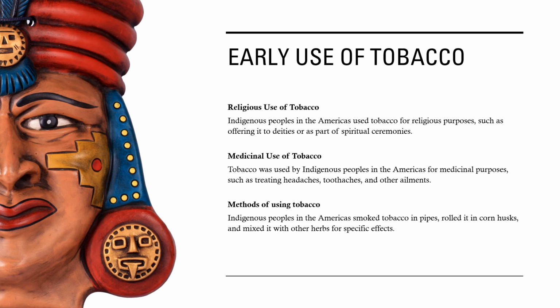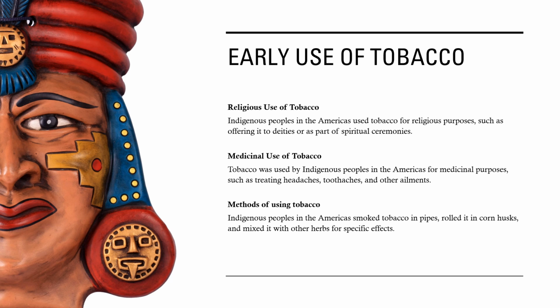Early use of tobacco. Religious use of tobacco. Indigenous peoples in the Americas used tobacco for religious purposes, such as offering it to deities or as part of spiritual ceremonies. Medicinal use of tobacco. Tobacco was used by indigenous peoples in the Americas for medicinal purposes such as treating headaches, toothaches, and other ailments.